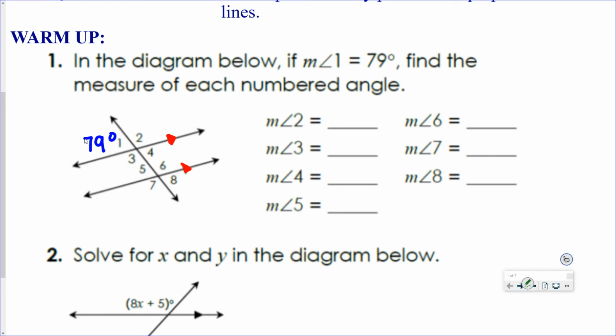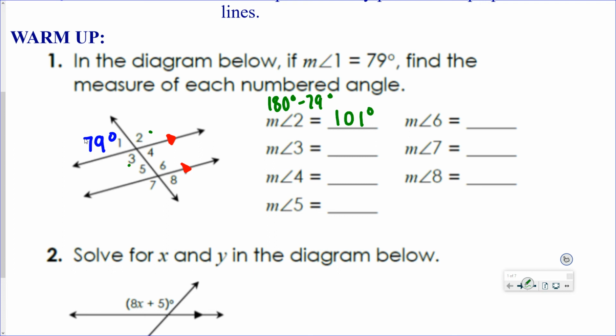All right, let's start with 2. What's the relationship between angle 1 and angle 2? They're supplementary, or they're a linear pair, and their angle measures add up to what? 180. So 180 minus 79 is 101. Measure of angle 2, 101 by supplement.